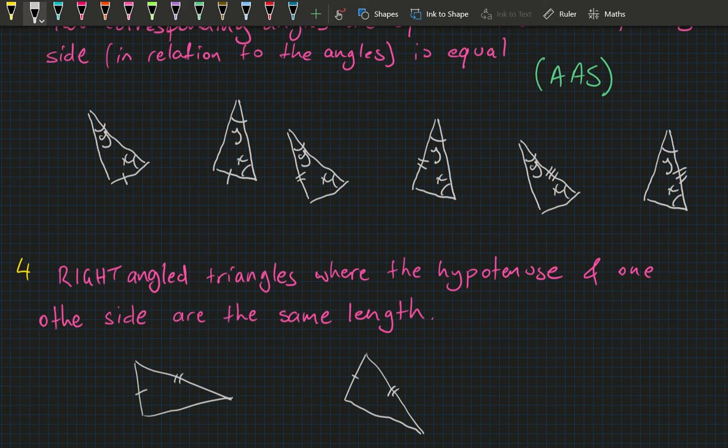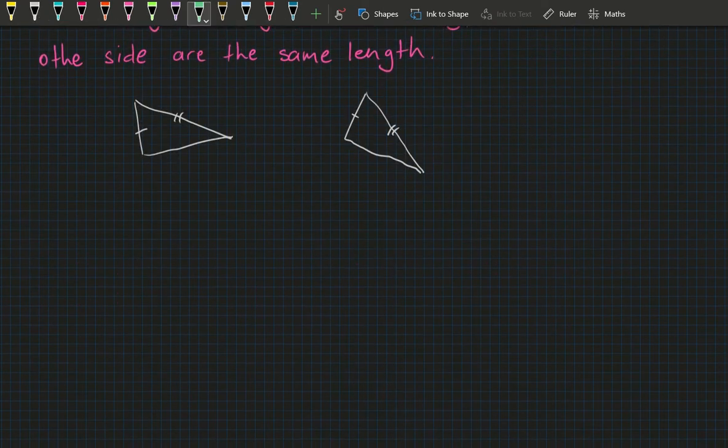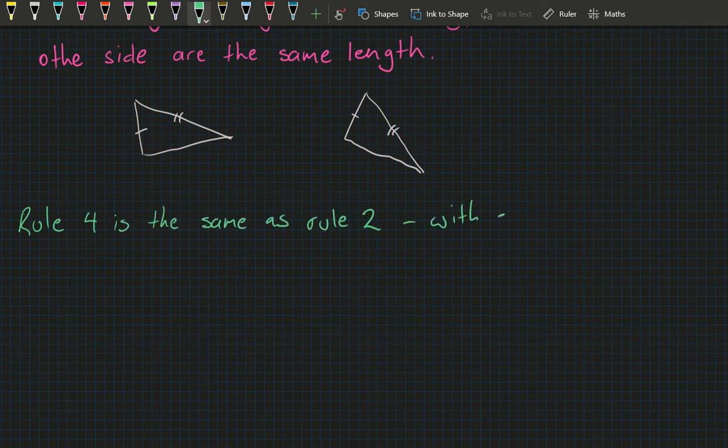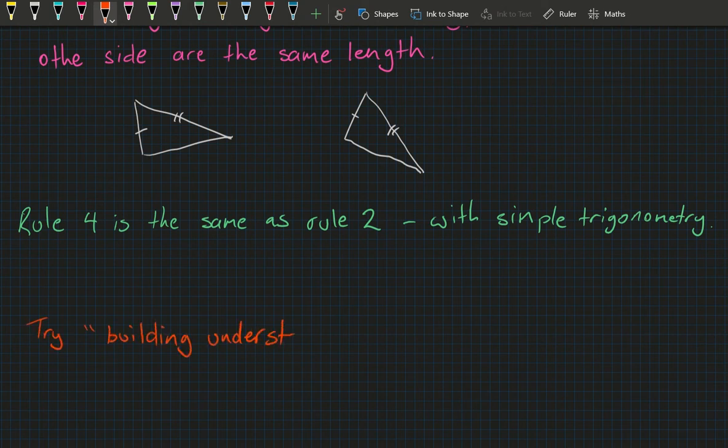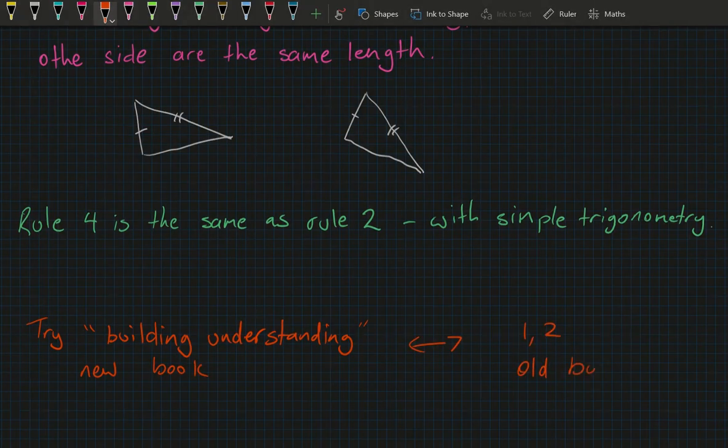While we didn't cover this in GeoGebra, by using the sort of trigonometry that you would have learnt last year, you should see that rule 4 is pretty much the same as rule 2. Okay, make sure you write down all those rules and keep them with you while we work through this exercise. And I'll see you in the next section. But before we get to that next section, you may wish to pause the video now and try the building understanding questions in the new book, which corresponds to questions 1 and 2 in the old book.